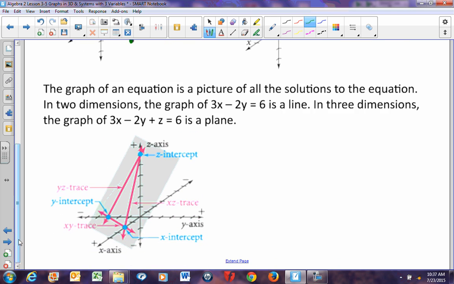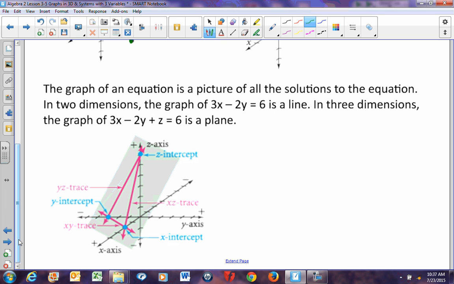Now, the graph of an equation is a picture of all the solutions to that equation. In 2 dimensions, the graph of 3x minus 2y equals 6 is a line. In 3 dimensions, the graph of 3x minus 2y plus z equals 6 is a plane. What you end up doing is graphing intercepts for all of these, and then you connect those intercepts. They call these traces.